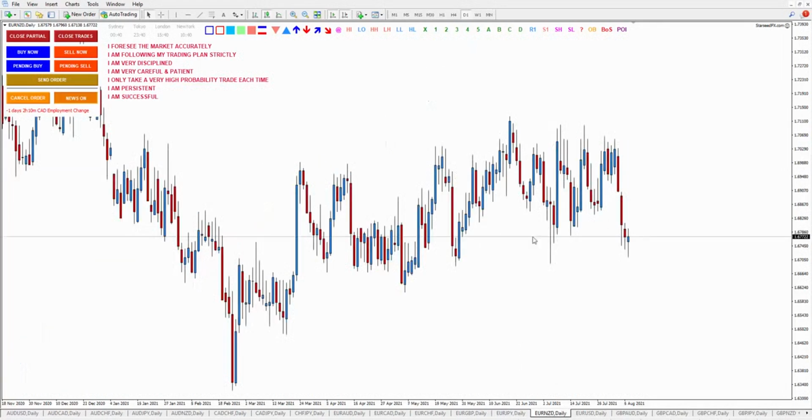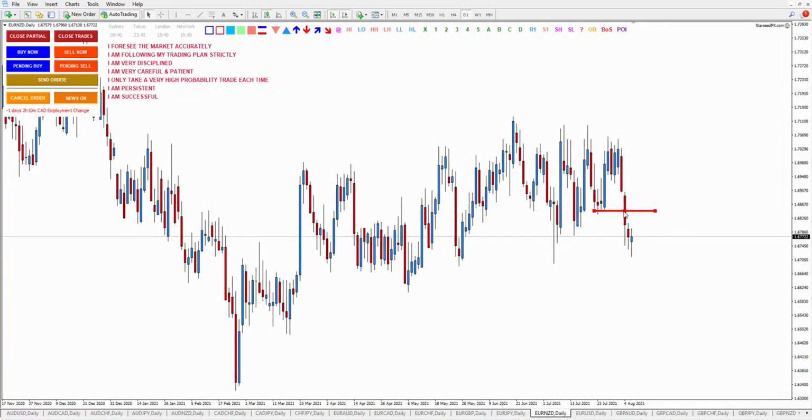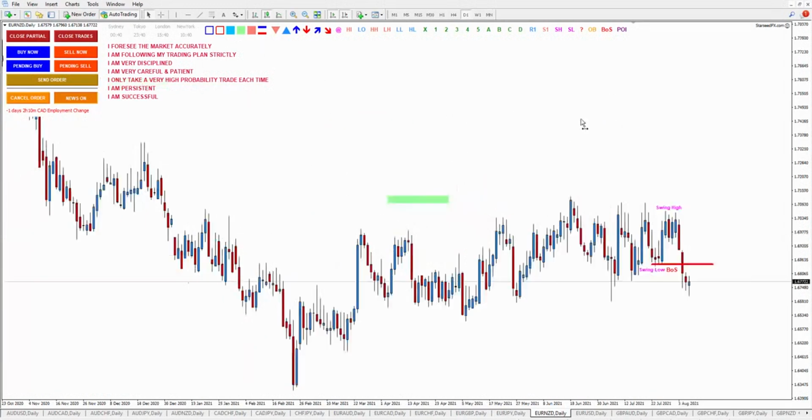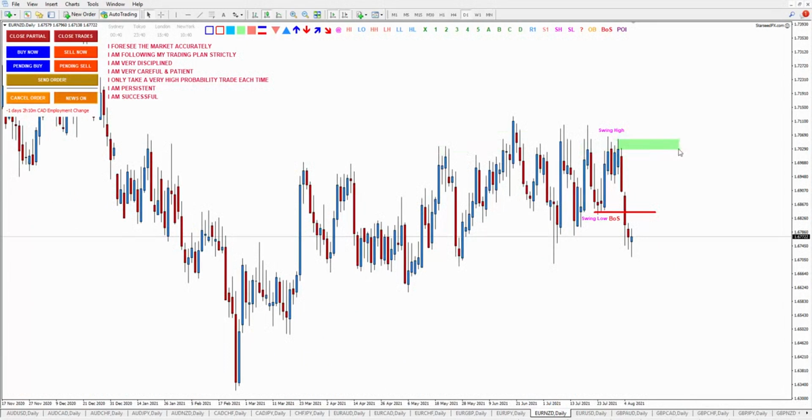This is a rather confusing pair. I wouldn't trade this, but if you want to mark your order block, we can do so. This is the last breakout that is clear to me, and this is the swing high, swing low, and this is the break of structure. Our order block is the last bullish candle before the breakout happened, which means this one. If you are trading this pair, you can just put an alert over here. Well, it looks so messy on daily, but we don't know on hourly time frame. But I wouldn't trade this pair.